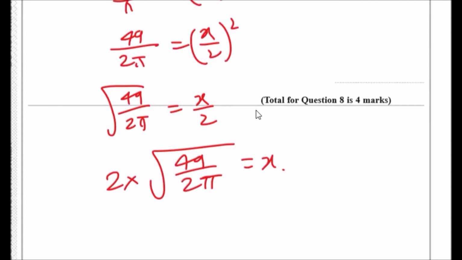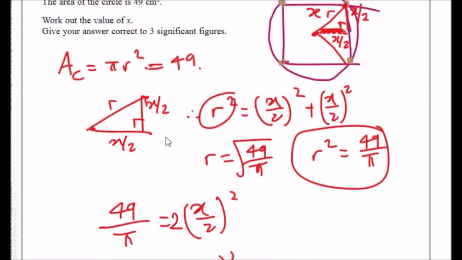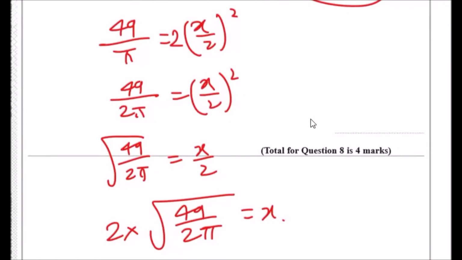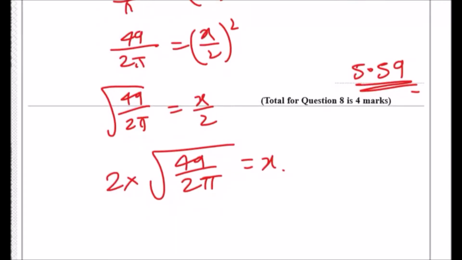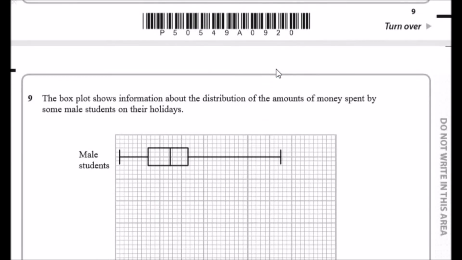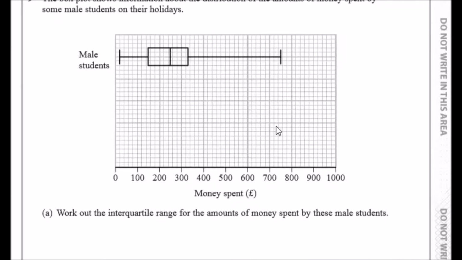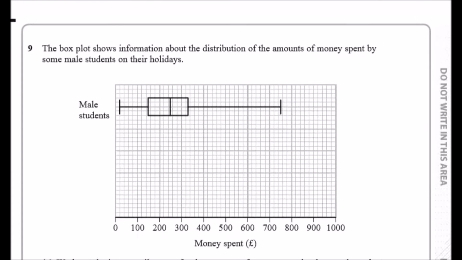Now guys, just smash that in the calculator and pray that's alright. So let's see, 49 over 2 pi. My advice for questions like this is to only rearrange everything first and then smash it in the calculator. Don't do it ahead of time. Anyway, I did this and I got, to 3 significant figures, 5.59. Yep, looks good to me. Perfect. Alright, next one, number 9 now.